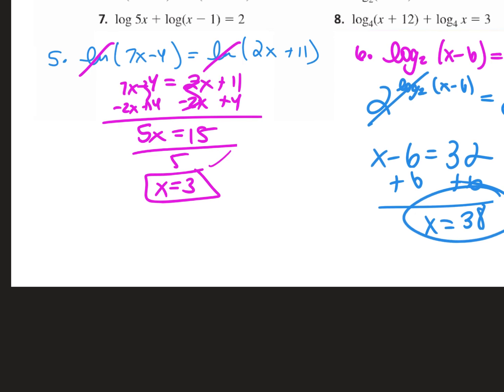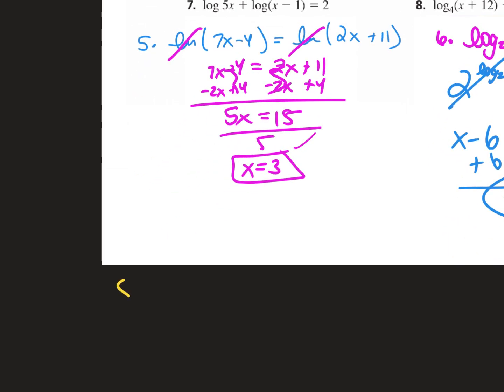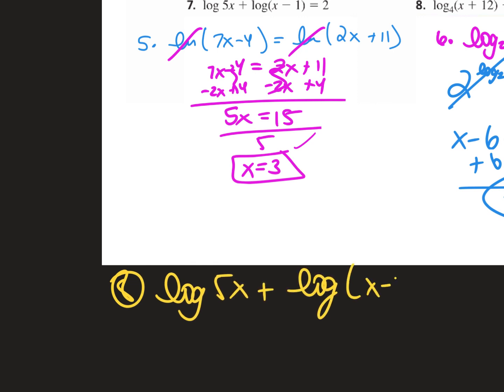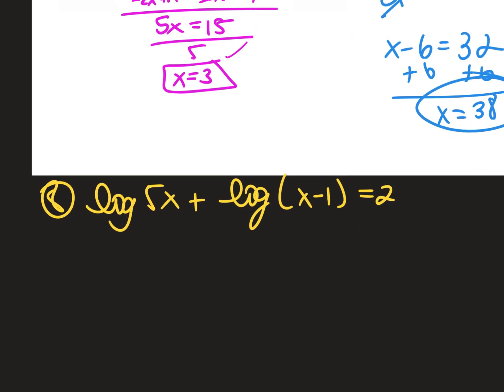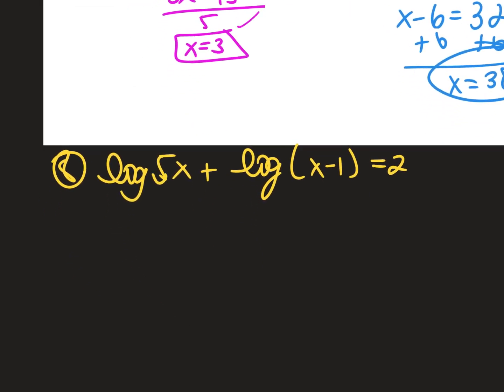All right, let's look at 8. Make sure I write this correctly. Log 5x plus log of x minus 1 equals 2. Okay, I'm starting off with logarithmic, correct? Starting out with logs, all right. But I don't have one on one side of the equation, one on the other. They're both on the same side. So what do I need to do with them?